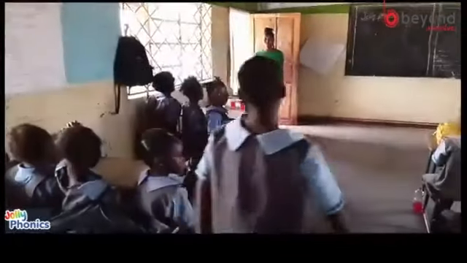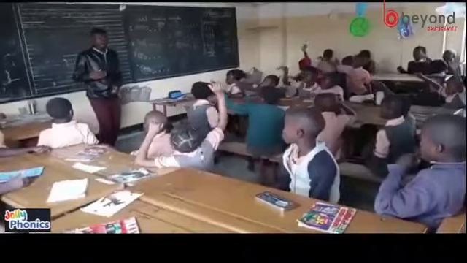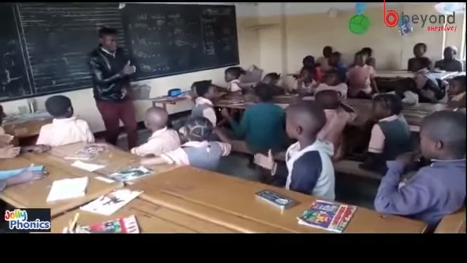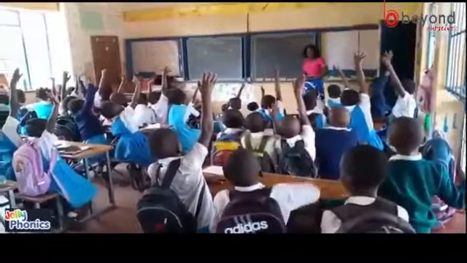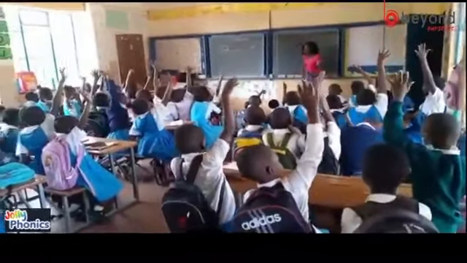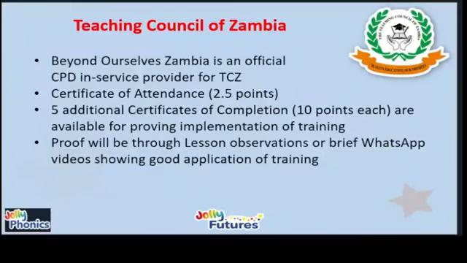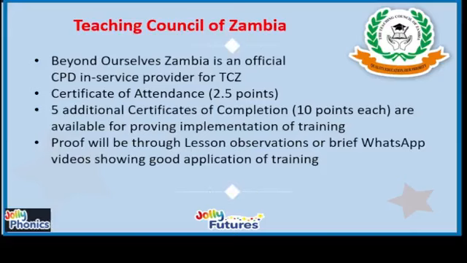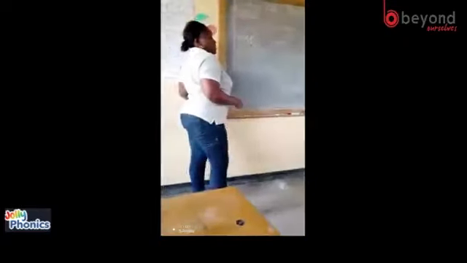Teachers throughout the Copper Belt are earning up to 50 CPD points by providing evidence that they are teaching Jolly Phonics effectively. Like a snake, everybody, with your hands, let's go. Again. When teachers are able to show us that they are implementing the Jolly Phonics training that we have provided, then as one of the TCZ official CPD service providers, Beyond Ourselves Zambia is able to award up to 50 CPD points per teacher. You heard that right, 50 CPD points per teacher.